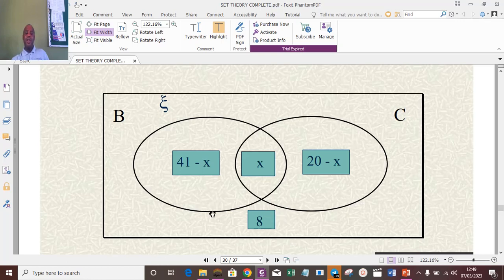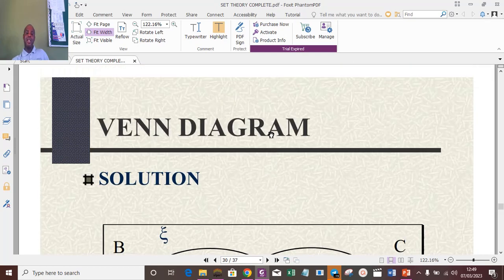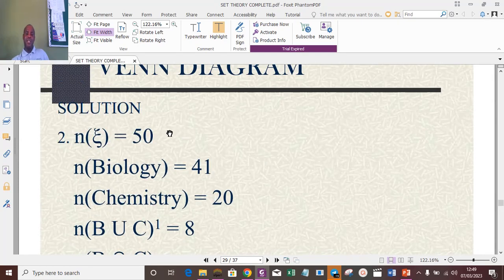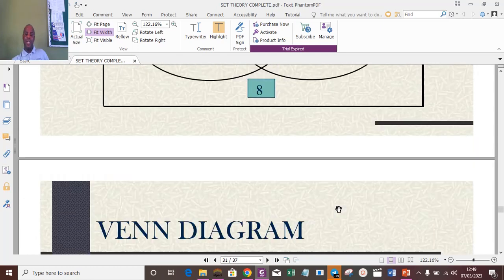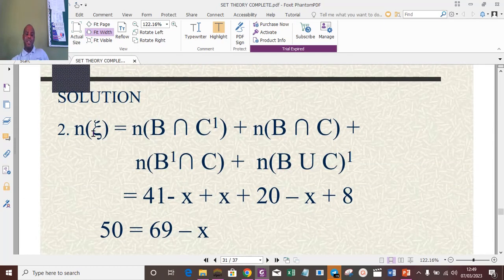So if you added all of them together, what do you think you are going to get? Guys, you are going to get the universal set. See it here. And what is our universal set here? Look at here. Our universal set is 50. So let's now highlight them one after the other. The number in the universal set is equal to the number of biology only. This is how to denote biology only. Then the number of those offering biology and chemistry, then the number of those offering chemistry only, plus the number of those offering none of the subjects. Biology only, both of them, chemistry only, none of the subjects.